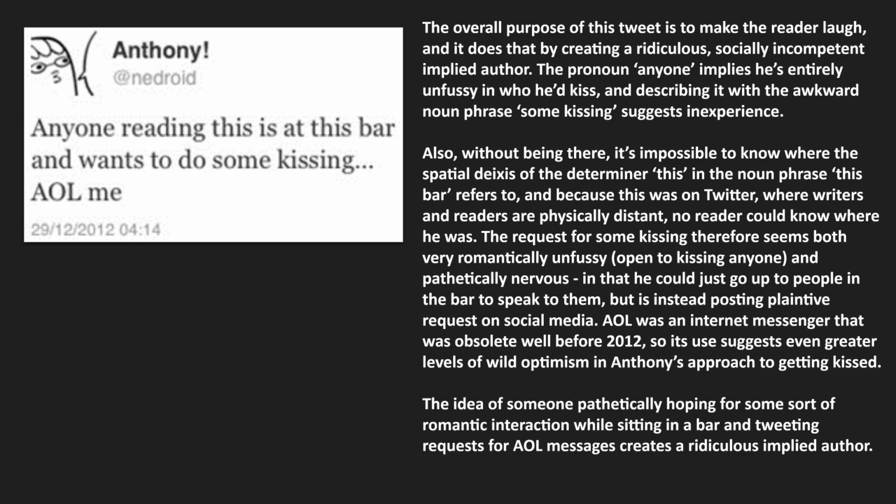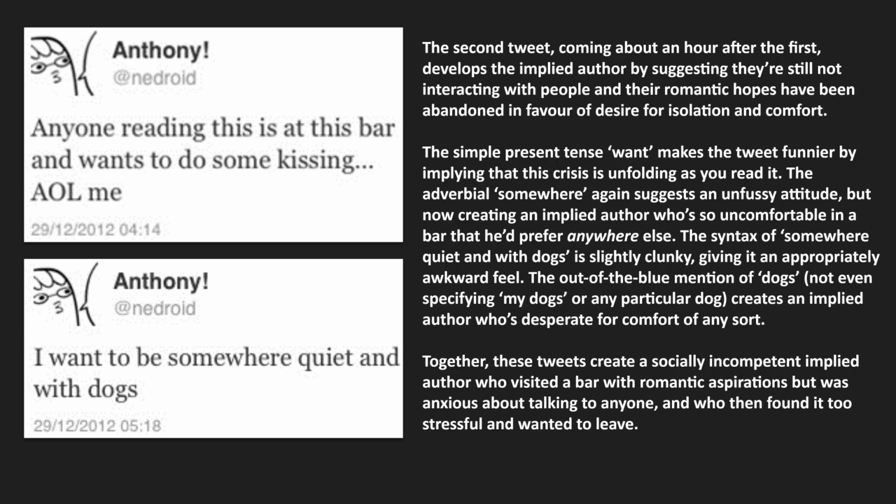Then a bit later, he posted this subsequent tweet: "I want to be somewhere quiet and with dogs." And so I think this kind of develops the implied author, where he's someone who's socially incompetent and extremely nervous and anxious and can't talk to people. And he's still apparently in this bar, or at least somewhere social, that is upsetting him. And the slightly weird phrasing of "quiet and with dogs" I think is good because it feels very self-conscious and awkward. Together, these tweets create a socially incompetent implied author who's visited a bar with romantic aspirations but was anxious about talking to anyone, and who then found it too stressful and wanted to leave.